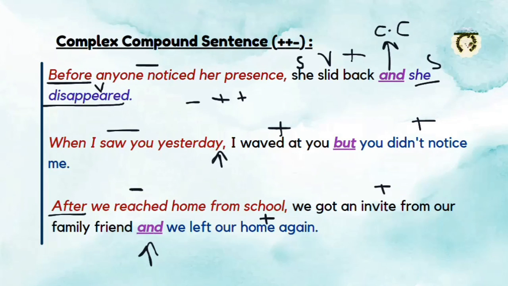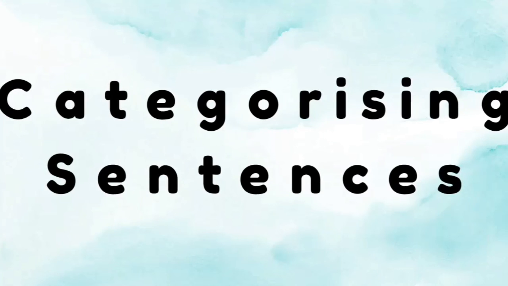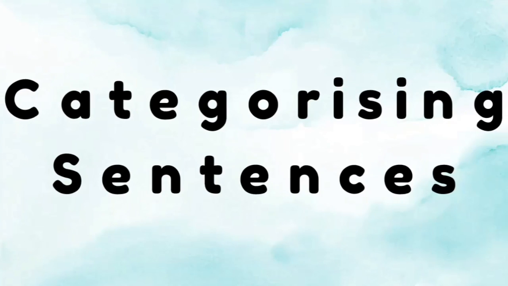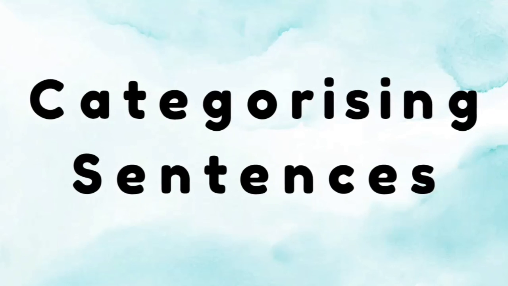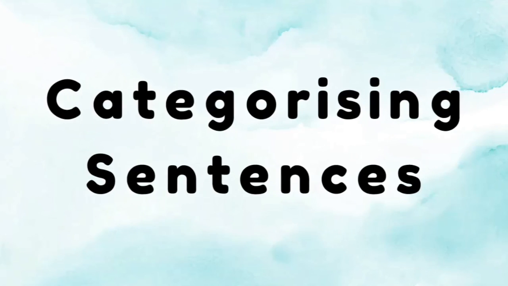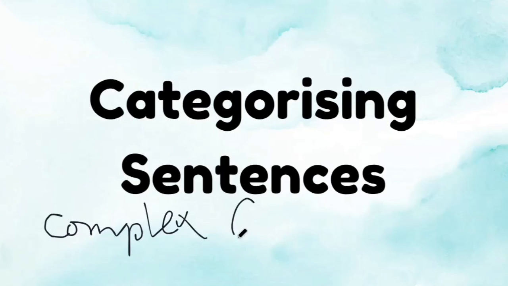So I hope that you have got the structure of all these types of sentences, and now you can easily write these sentences as well. The thing that is needed is practice. So practice these sentences, find them in your storybooks, in your textbooks, and it would be great if you write some complex compound sentences in the comments box. What do you say? Okay, let's try it.